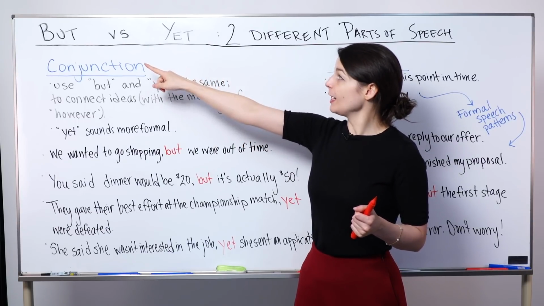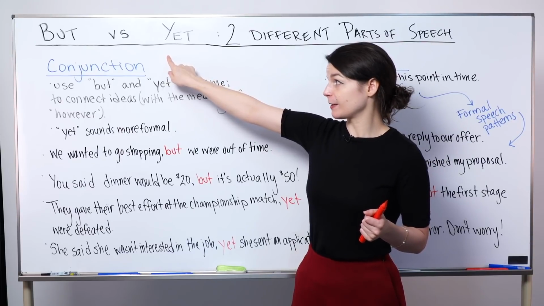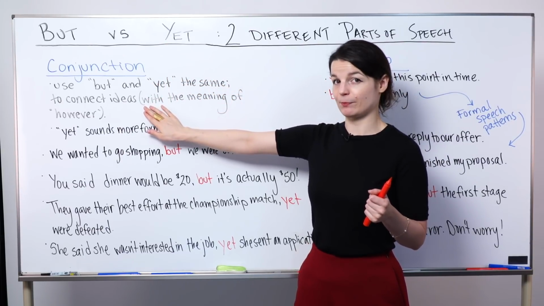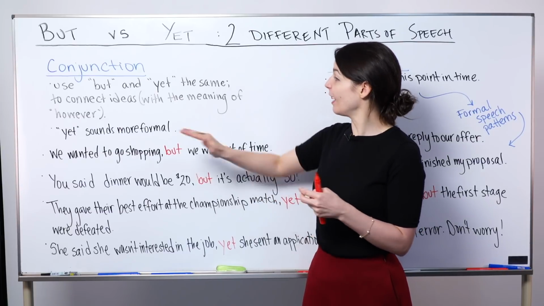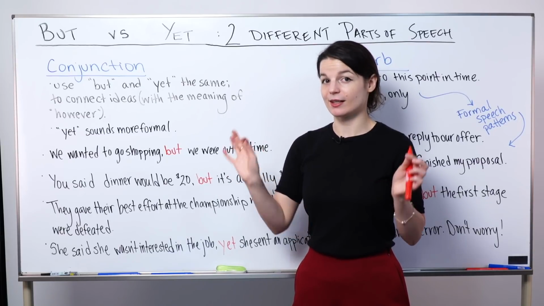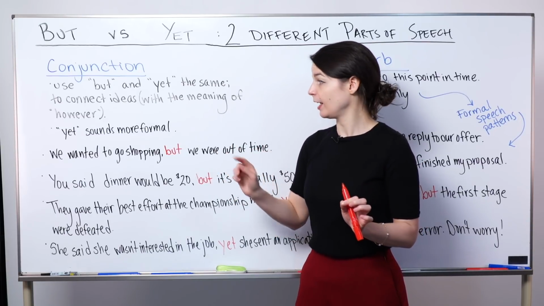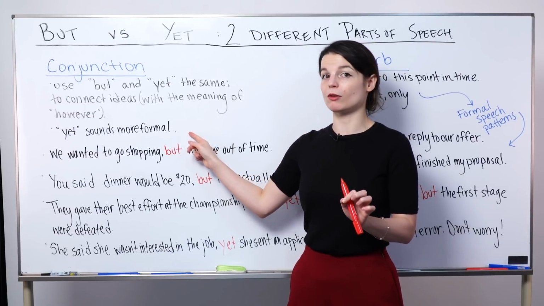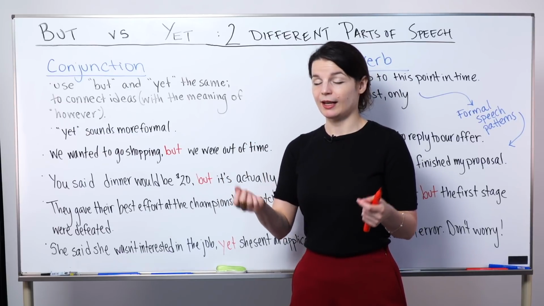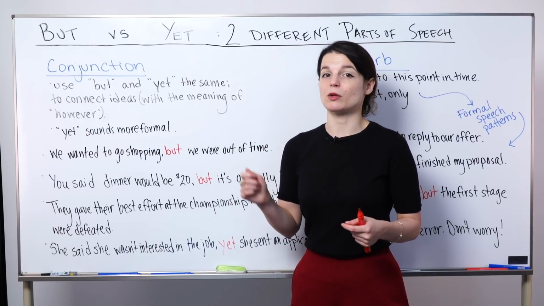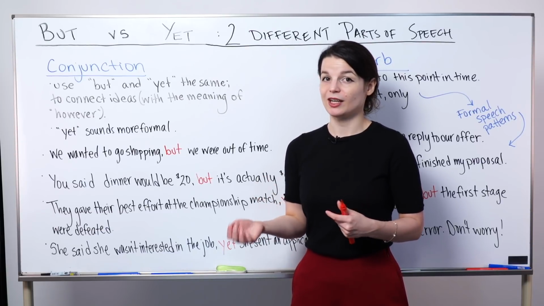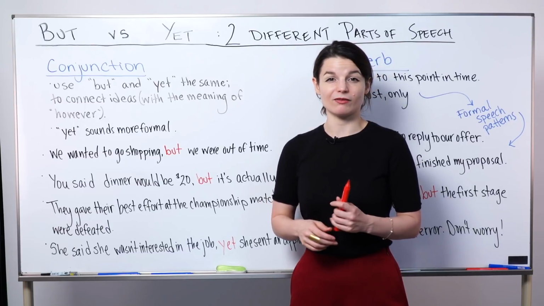So conjunctions, there are quite a few of them, and some phrases we can use as well. But we can use but and yet as conjunctions. When using these as conjunctions, they mean the same thing. So we can connect our ideas, and they have the meaning of however. So they have the same meaning, same function as conjunctions. Yet sounds more formal than but. So we tend to use it in more formal situations. In most everyday situations, we use but to connect our ideas. It would sound too formal, too polite to use yet in most everyday conversations.